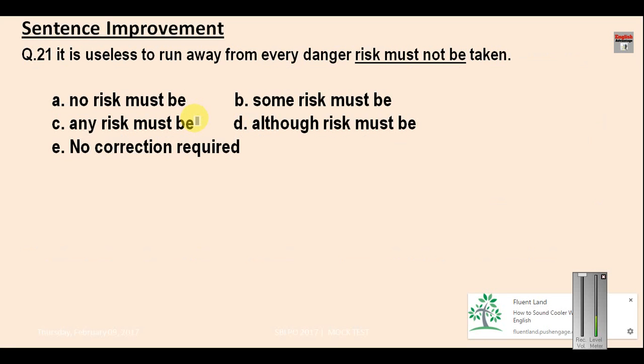Now let us see the next part. This is the sentence improvement part, question number 21. Question number 21 says, it is useless to run away from every danger, risk must not be taken. Okay, risk. Now if you go through this sentence, it is useless to run away from every danger. It means that some risk must be taken. We should not run away from every danger. We must take some risk. So here your answer will be B. Some risk must be taken.